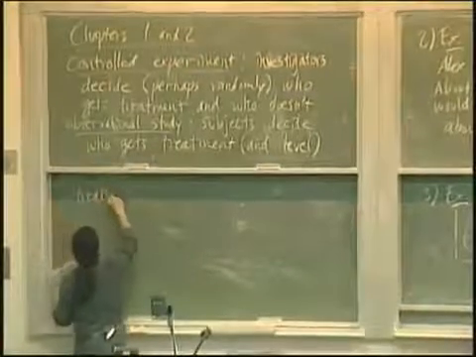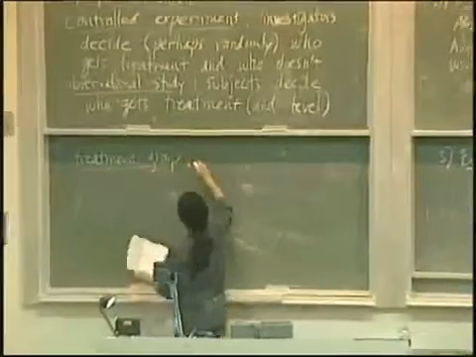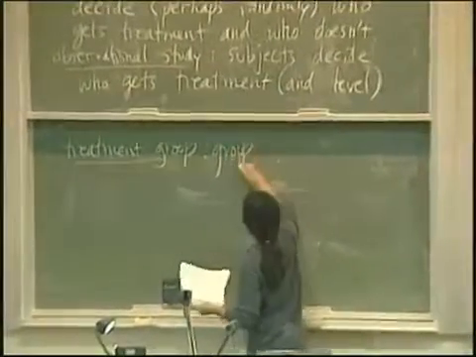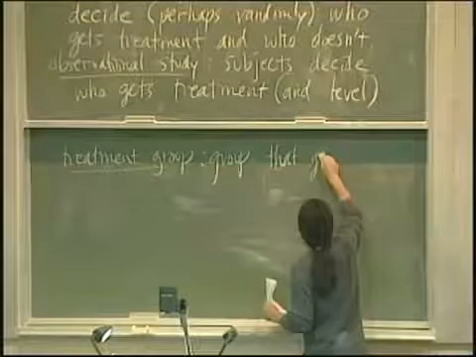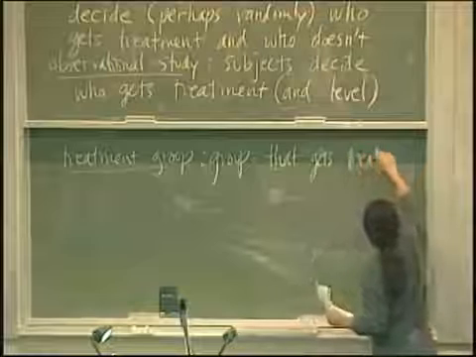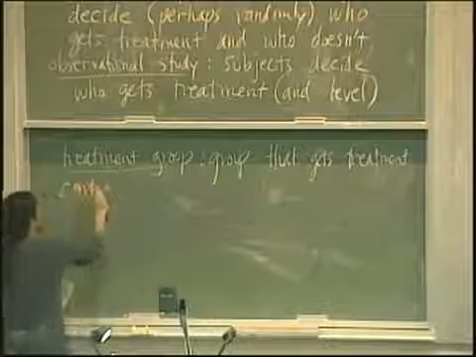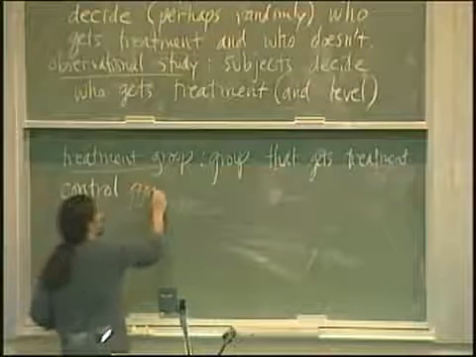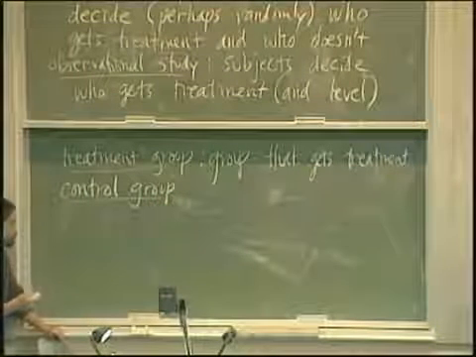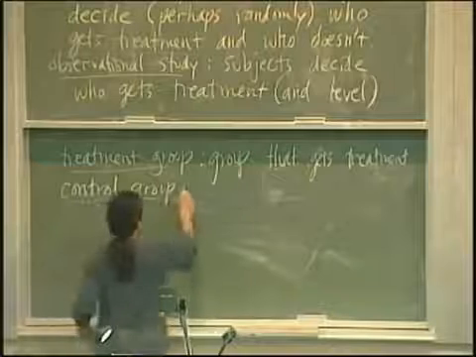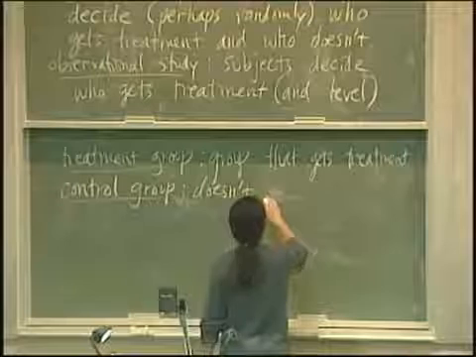Treatment group is the group that gets treated. Sort of maybe a circular definition, but just to make it clear: the group that gets treatment. And that's generally compared to a control group. And what happens to the control group can vary. You might do nothing to them, but whatever it is you do to them, they don't get the treatment.